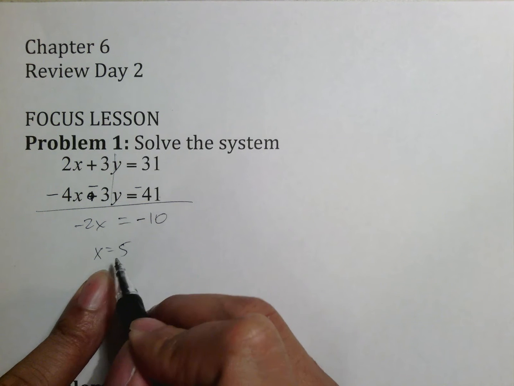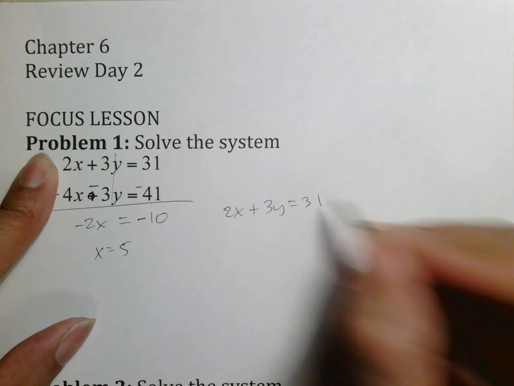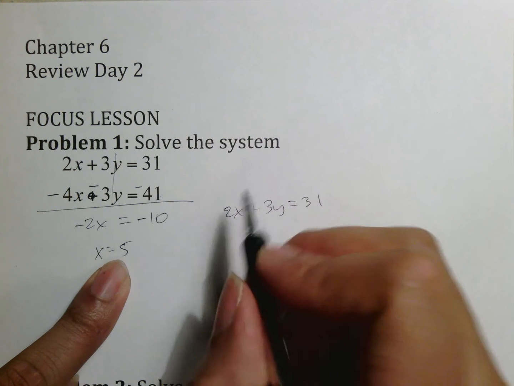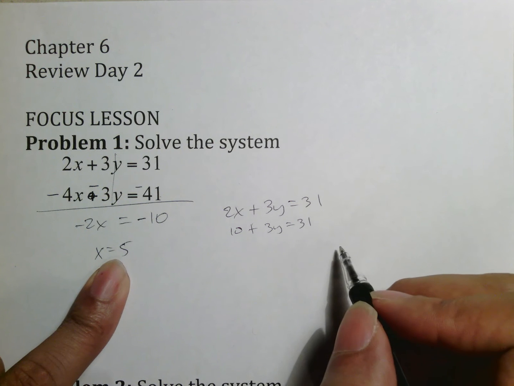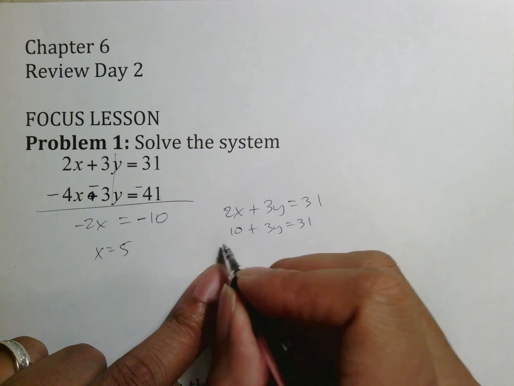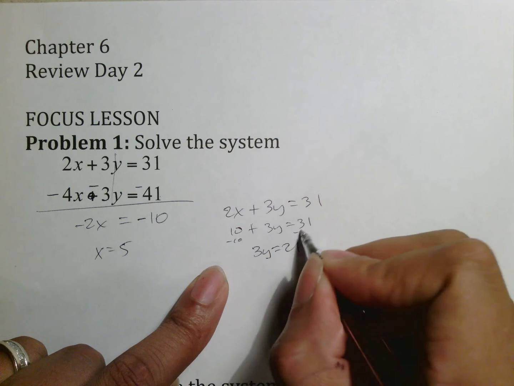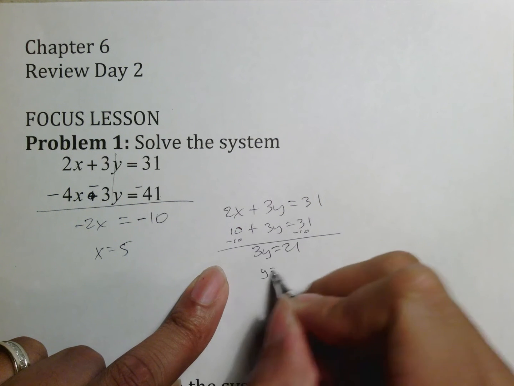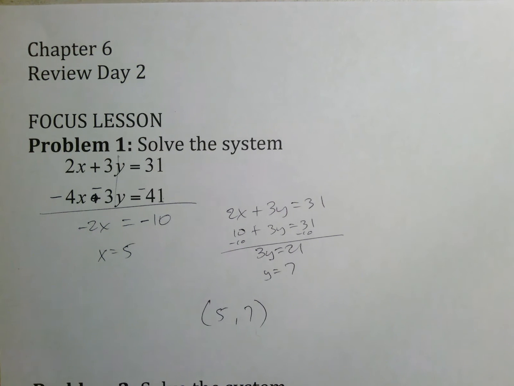Keep in mind again that now what I want to do is rewrite one of my 2 equations and then plug in what I know. 2 times 5 turns into 10 plus 3y equals 31. Subtracting 10 gives me 3y equals 21. And then of course that means that y is 7. And as an ordered pair, that's what it would look like.